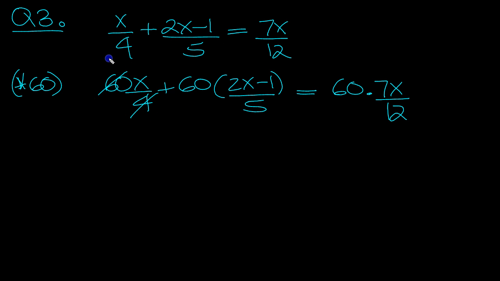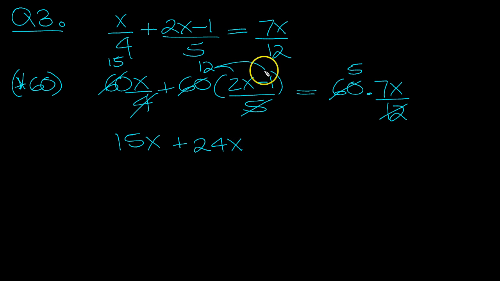This will be 15, won't it? 5 goes into 60, 12 times. And 12 goes into 60, 5 times. So what have we got? We've got 15x here. 12, 2 lines, remember? 1 line, 2. So 12 times 2 is 24, so that's plus 24x. Minus 12, 1 lot of 12 with a minus, equals, and 5 7's are 35, so that's 35 lots of x.